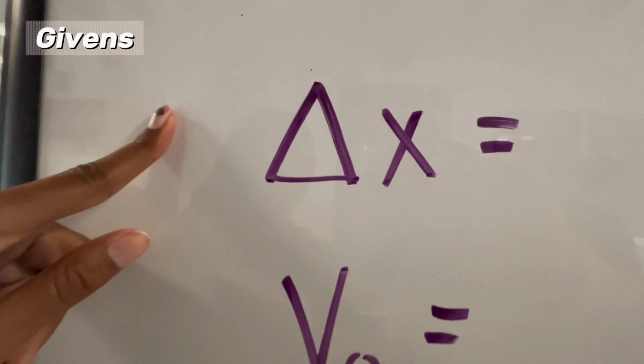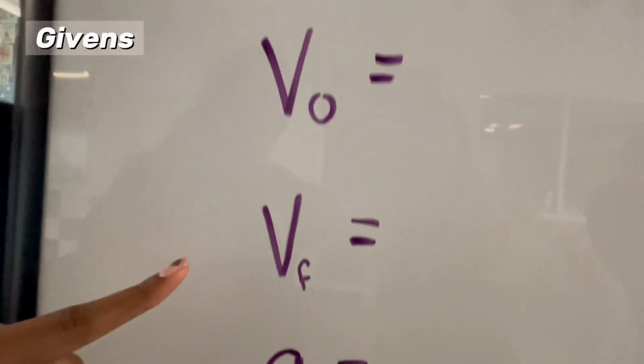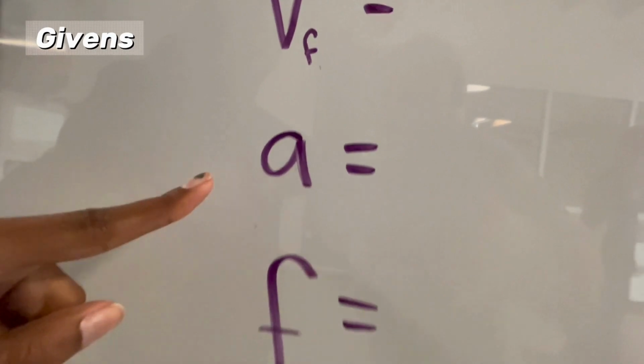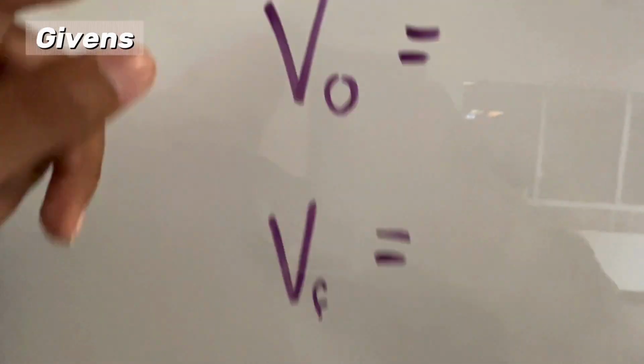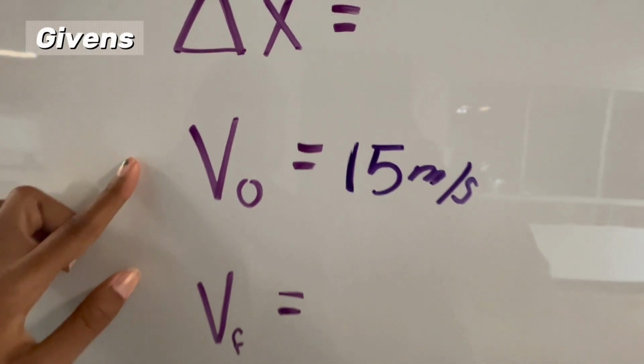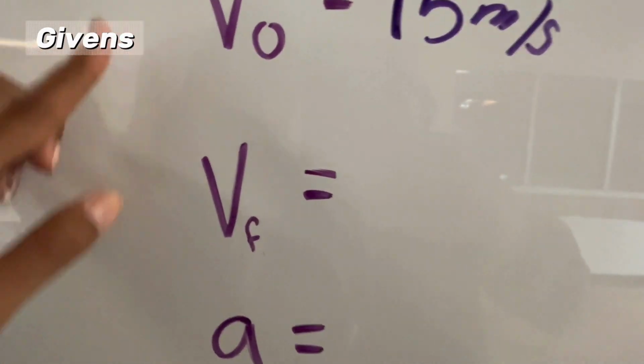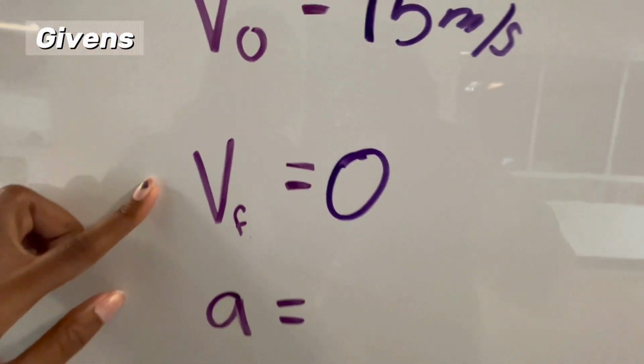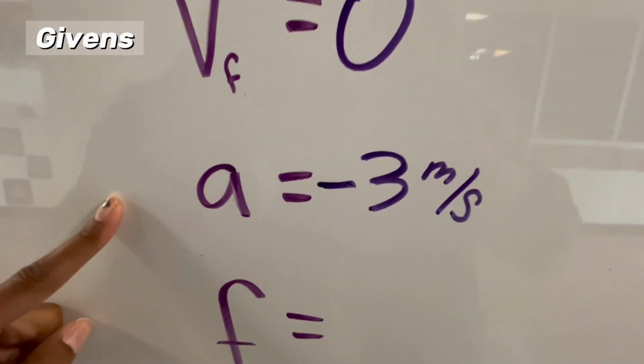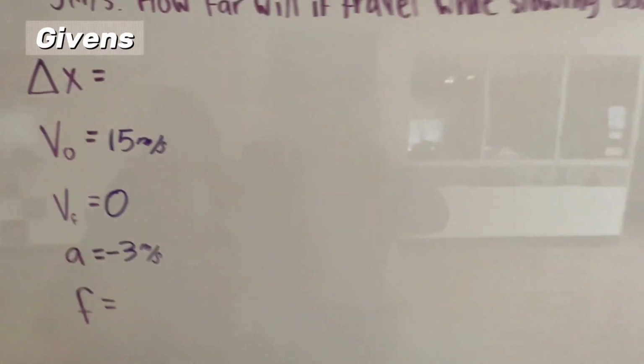These are the givens. The givens are the variables in your equation that your problem provides. Our givens are velocity original, which is 15 meters per second, velocity final, which is 0, and acceleration, which is negative 3 meters per second squared.